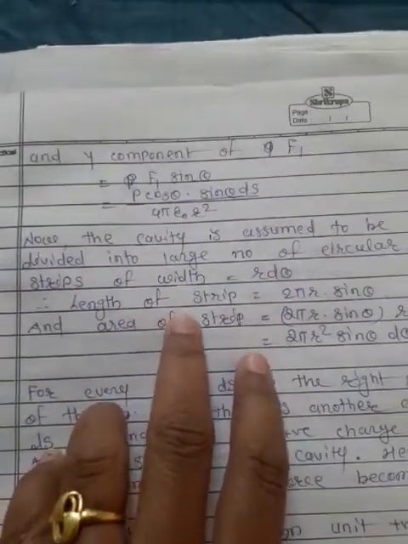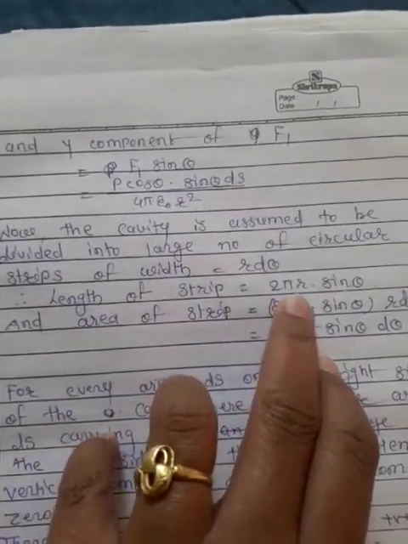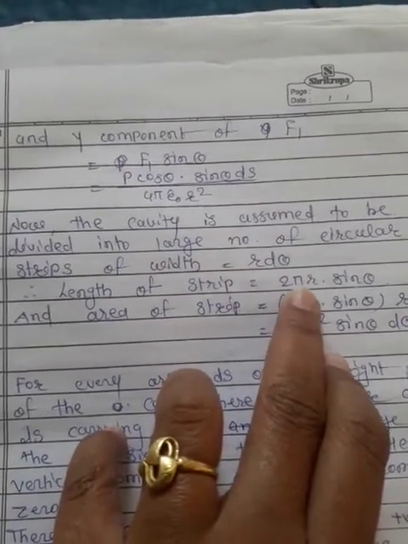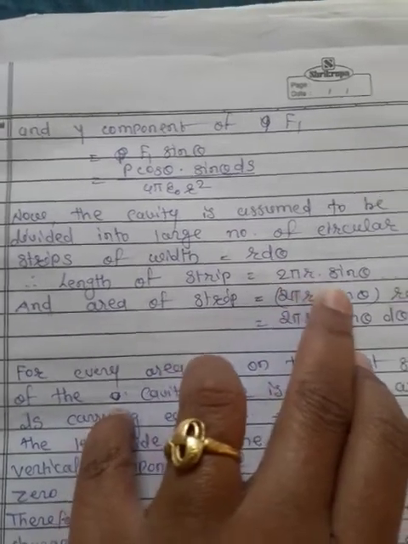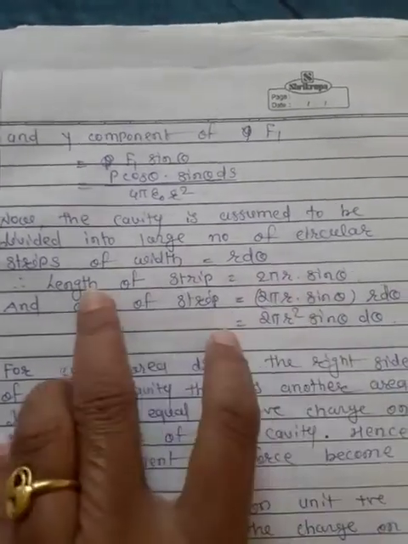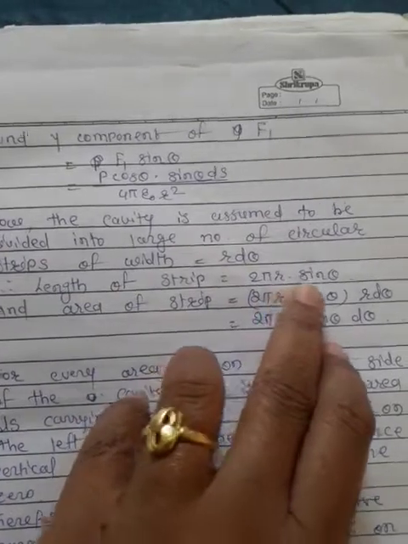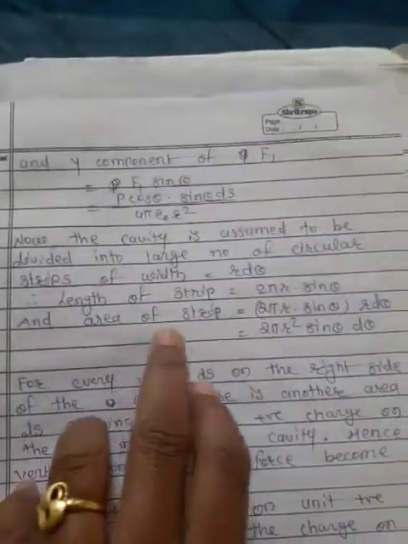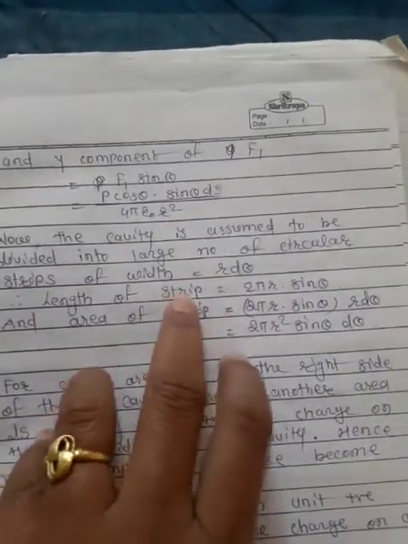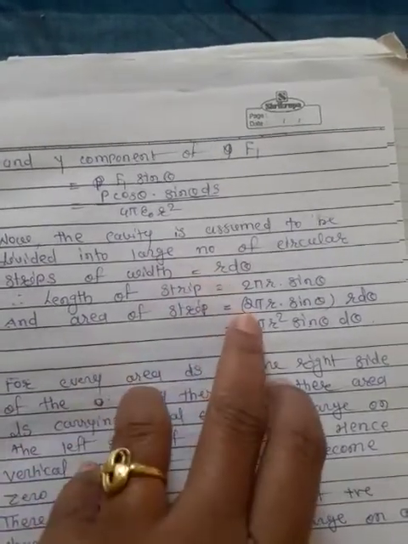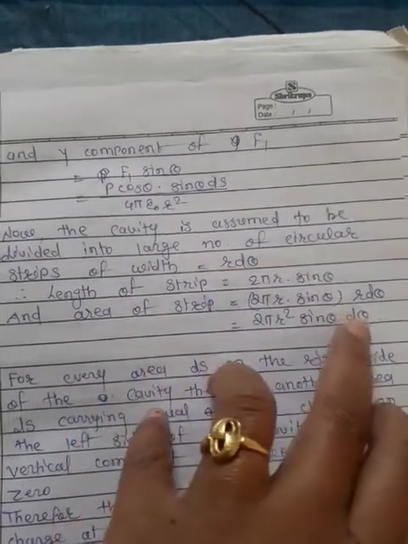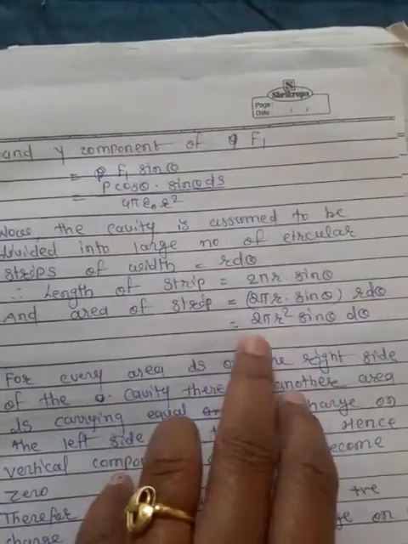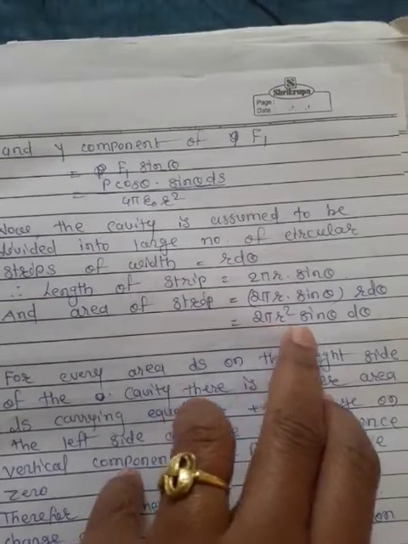Then the length of the strip is given by 2 pi r, because it is divided into circular strips. Therefore, we take the circumference of the circle, 2 pi r into sin theta. Therefore, the length of the strip is 2 pi r sin theta. Then the area of the strip is length into width, where length is 2 pi r sin theta and width is r d theta. Therefore it becomes 2 pi r square sin theta d theta.